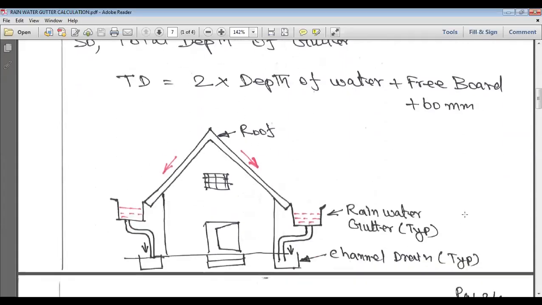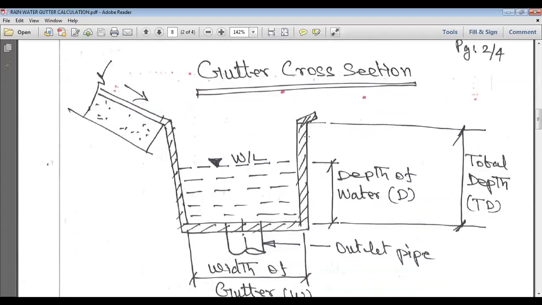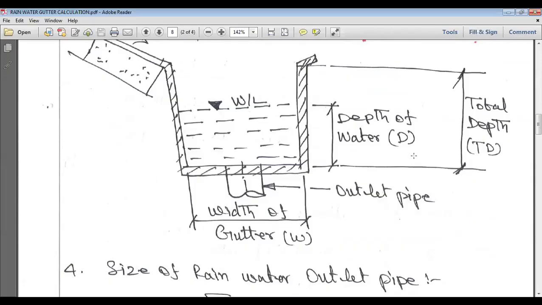This is the schematic of the rainwater drain. This is the cross section of the gutter, which we have already seen.